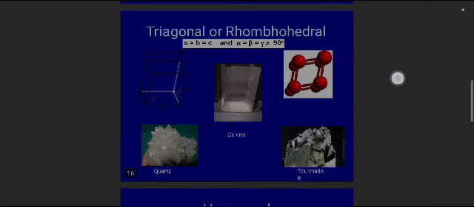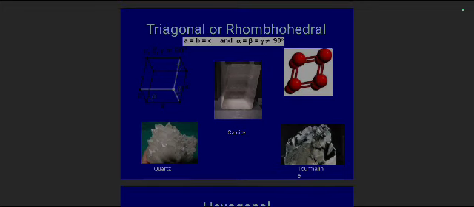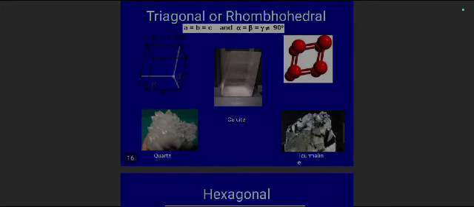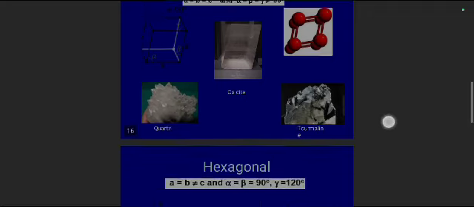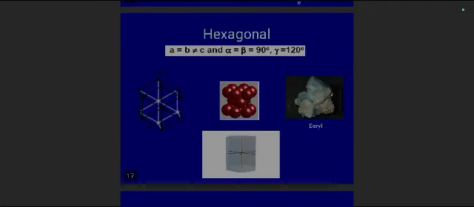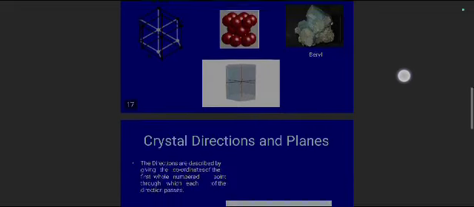Trigonal or rhombohedral: a equal to b equal to c, and alpha equal to beta equal to gamma is not equal to 90 degrees. Hexagonal: a equal to b is not equal to c, and alpha equal to beta equal to 90 degrees and gamma is equal to 120 degrees.